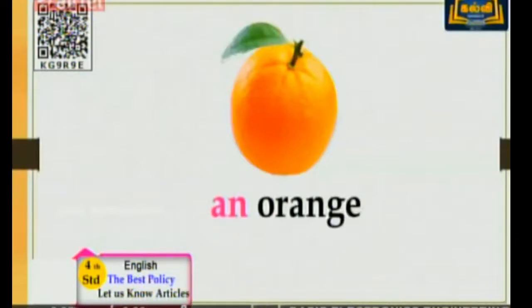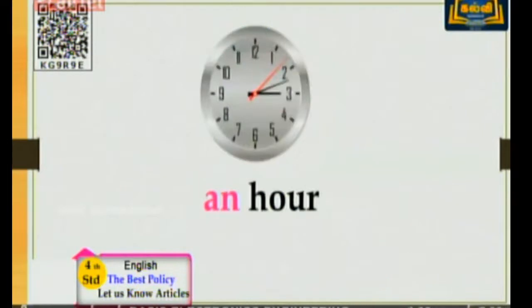Yes. This is because hour sounds like ow. So that is ow. So we are using an. And orange in the beginning. So we use an. So an orange and an hour. You understand? Orange, hour. See the sound? Even though the spelling is H, the sound is like ow. Orange, hour. That is the only reason why we use an before hour. Is it clear for you?